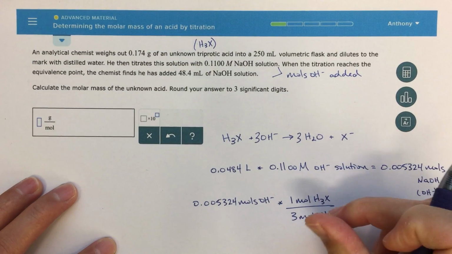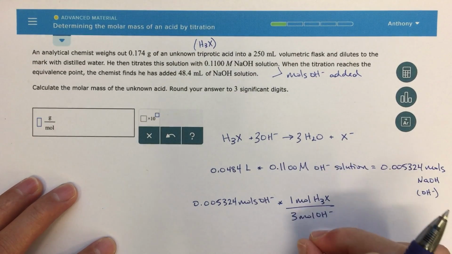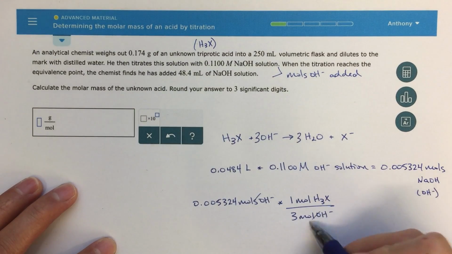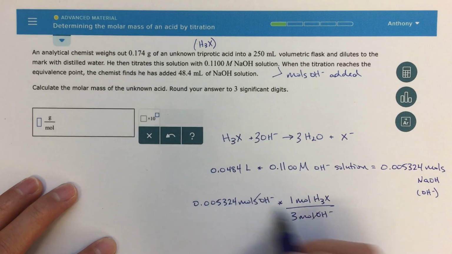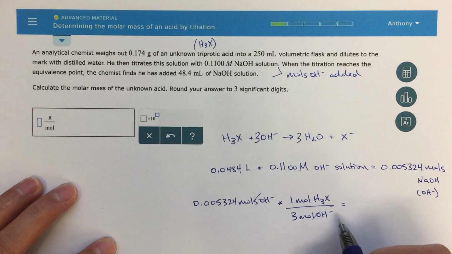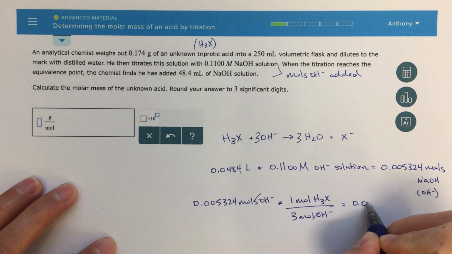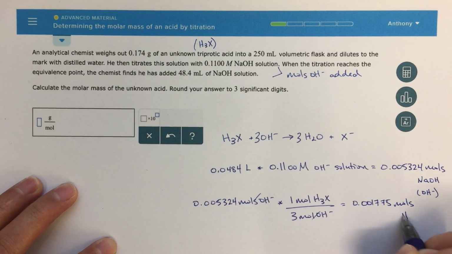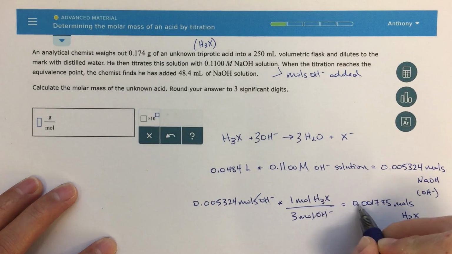Flipping this is a really common mistake. Instead of dividing by 3, we're going to multiply by 3. But writing it out makes it really easy for us to see, oh yeah, moles of OH minus will cancel. I actually need to divide by 3 in this case to get 0.001775 moles of H3X.